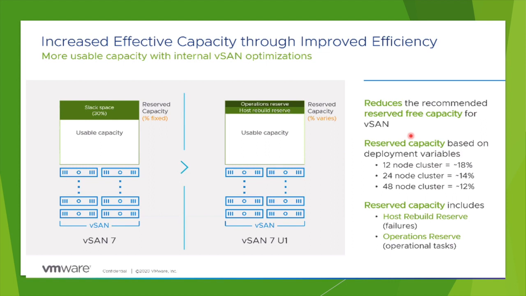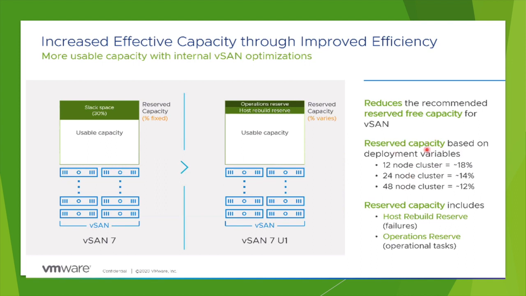Okay, when I was talking about increasing efficiency, it's basically through improving efficiency and capacity. So, reduce the recommended reserve free capacity for vSAN. When compared to the earlier release, vSAN 7, vSAN 7 Update 1 has a lot of new features, as I said.